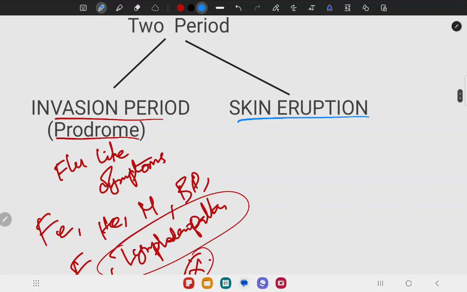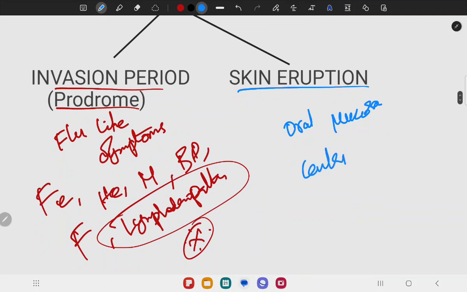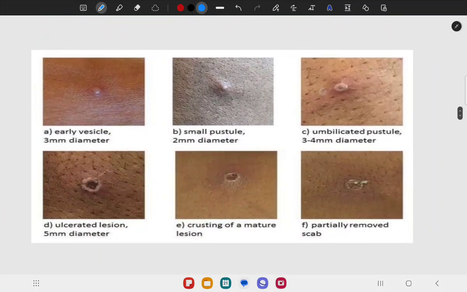Then regarding skin eruptions, most commonly the lesion first occurs in the oral mucosa. From the oral mucosa, it can spread centrifugally to other body parts. There are several stages in the eruption of the skin lesions. Firstly, small vesicles develop in the skin, and then they convert into thick pus-filled vesicles, called pustules. Third, there will be central umbilications, like central depressions in the lesions. This is called umbilicated pustules.